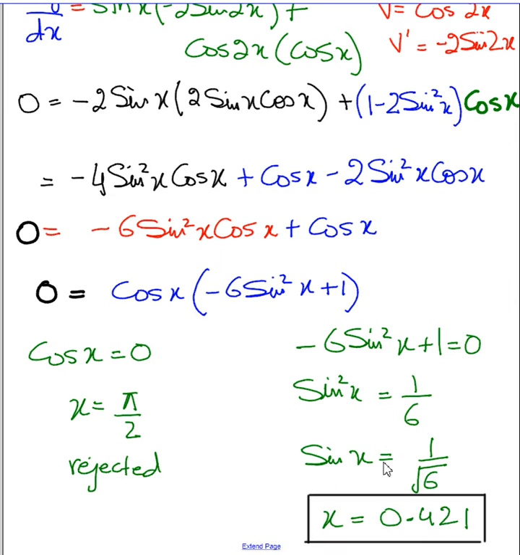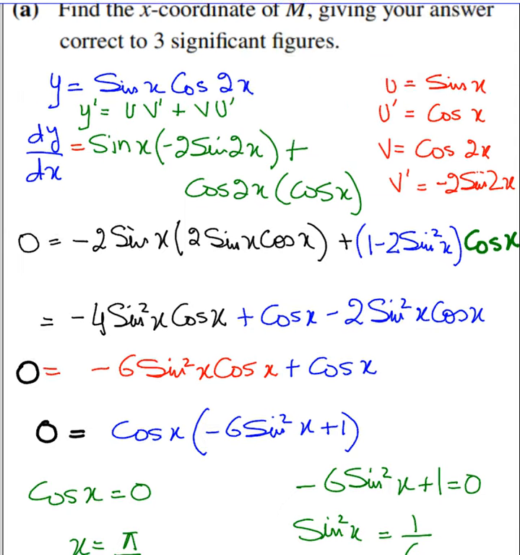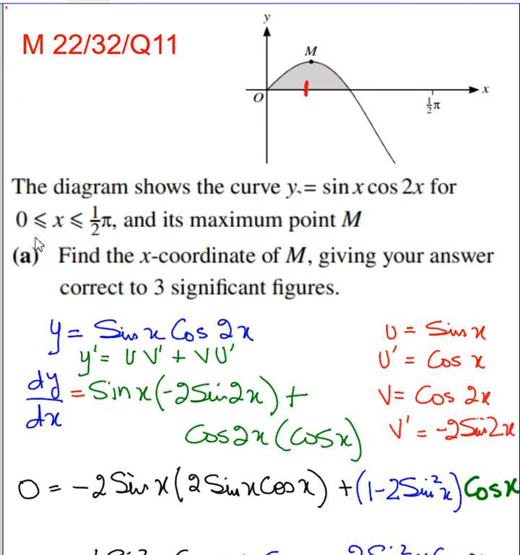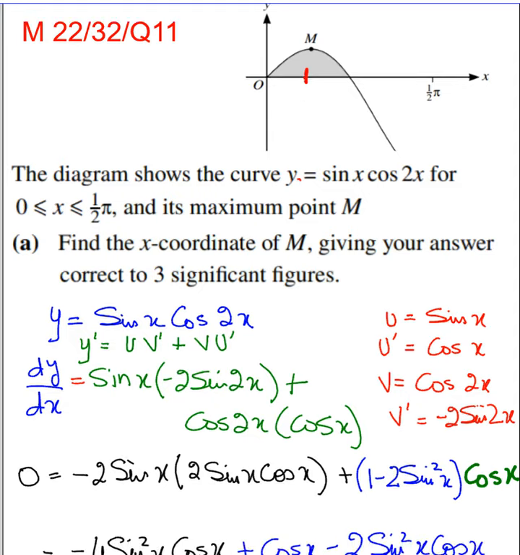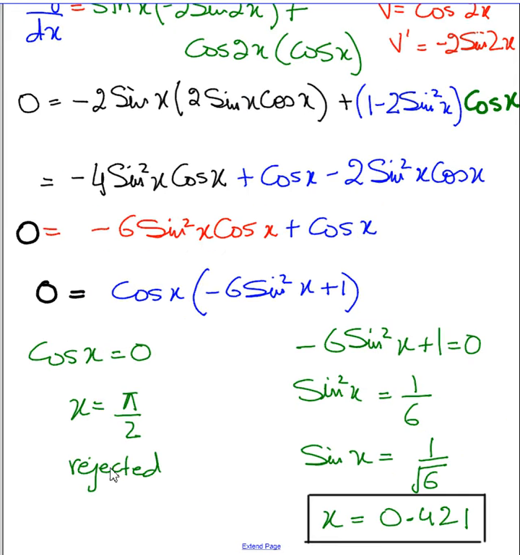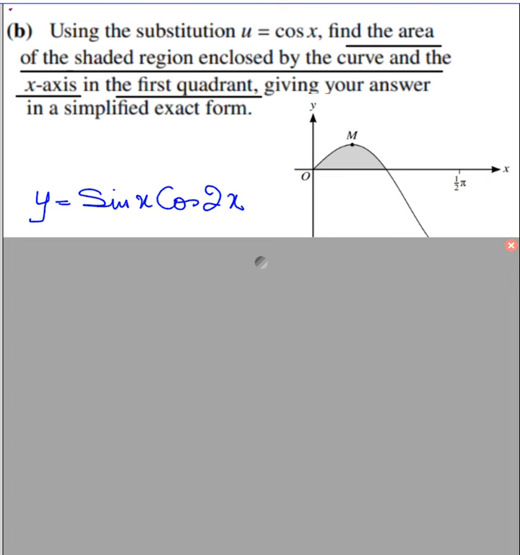Okay. So I am taking sine x equals 1 over root 6. Now here I got pi by 2 and here I got 0.421. Now if you see the question, it says between 0 to pi by 2. That shows that pi by 2 is right. But actually m is less than pi by 2. So that's why I have written there rejected. So I'm rejecting this value. So my x value, or the x coordinate of the maximum point, is 0.421. So this is how you will solve the first part of the question.